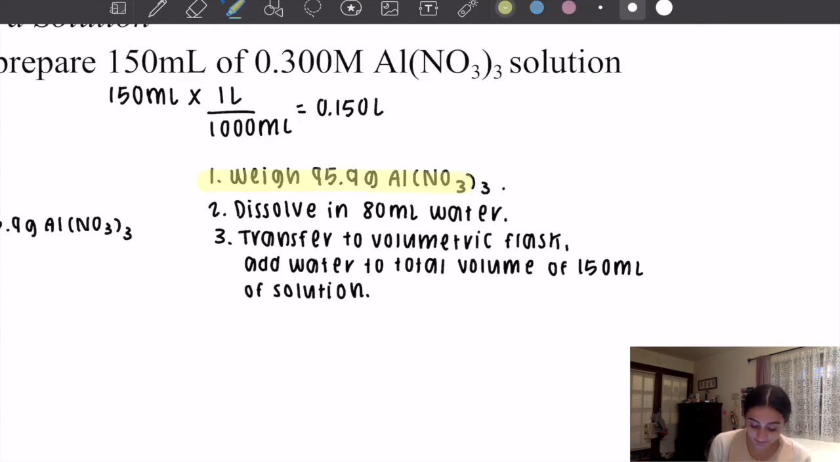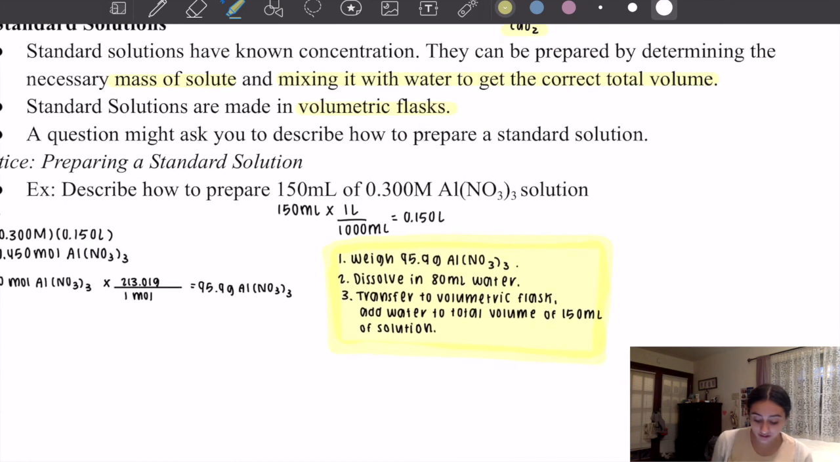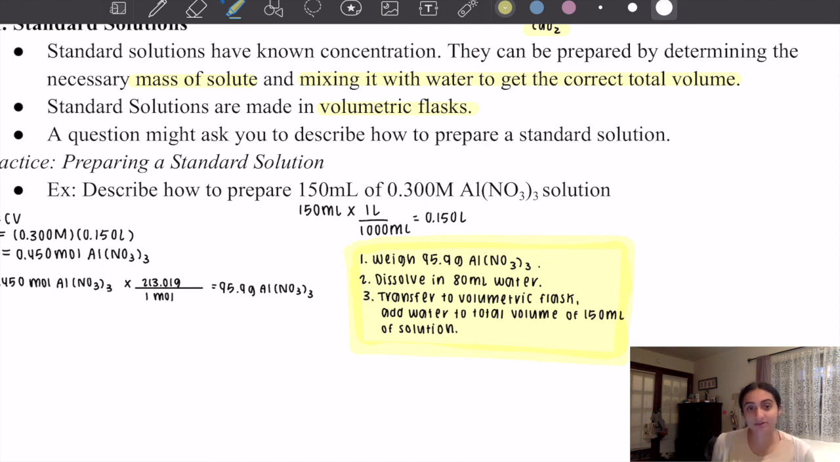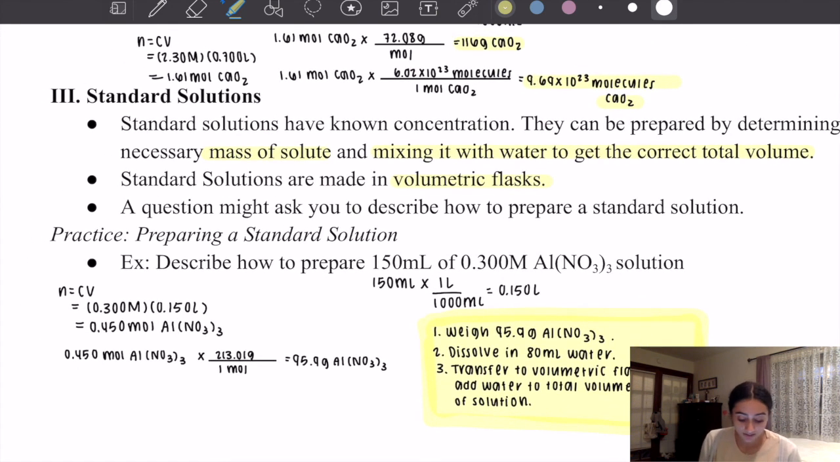And your steps don't have to be exactly like this, word for word. This is just how I'm choosing to explain it, but you want to get the same idea across that you are going to want to calculate the mass of solute and then dissolve it in less than the desired volume of solution, and then add water to get to your desired volume of solution. So that is how you prepare standard solutions. They have a known concentration. That's why they're different than just a regular solution.